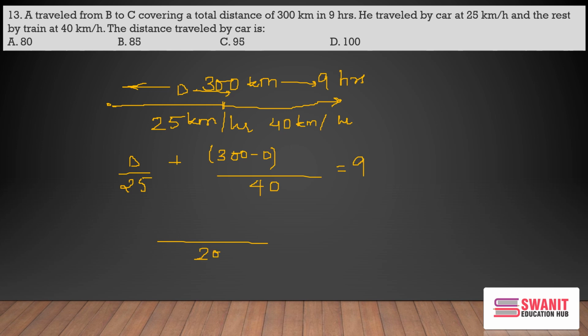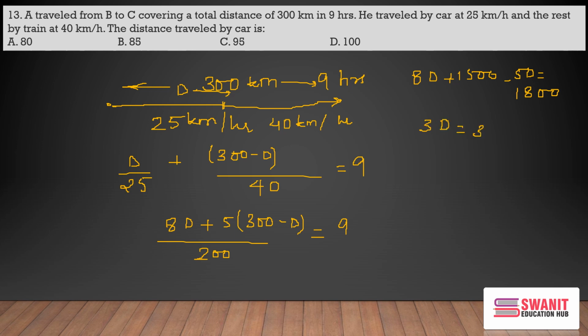So if I take 200 as the LCM, which gives me 8 times d over here, plus it will be 5 times 300 minus d, is equal to 9. Upon solving this, I'll be getting 8 times d plus 1500 minus 5d is equal to 1800. So it gives me 3d is equal to 300, which means d, that is the distance traveled by car, comes out to be 100 kilometers, and that's option number D.